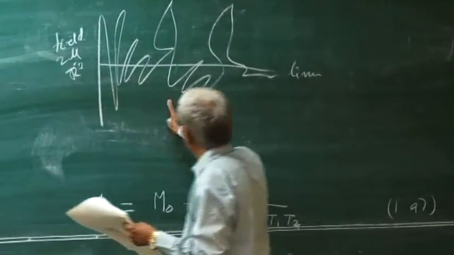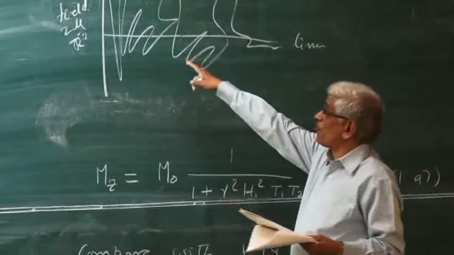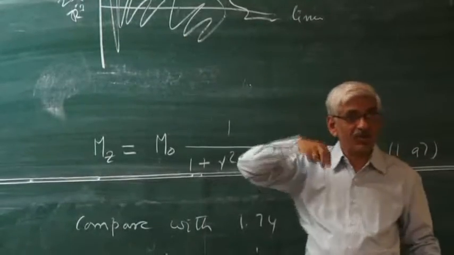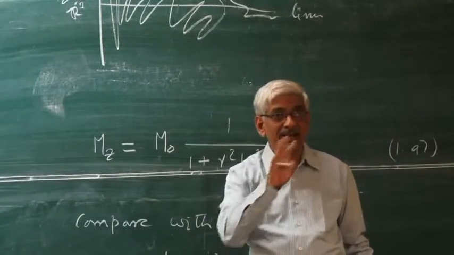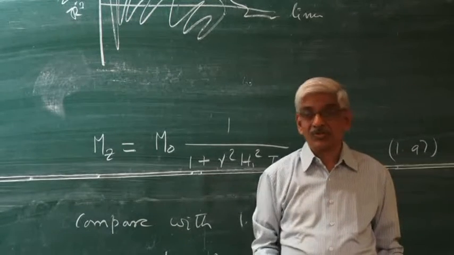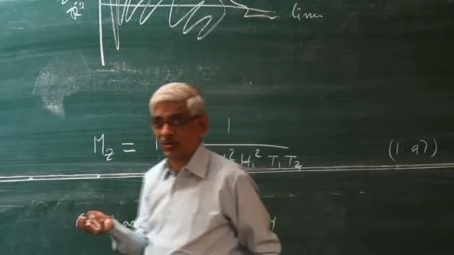How do you generate such a time dependent function? You have a random function, it's time dependent. How do you analyze this time dependence? You have to do a Fourier transform.